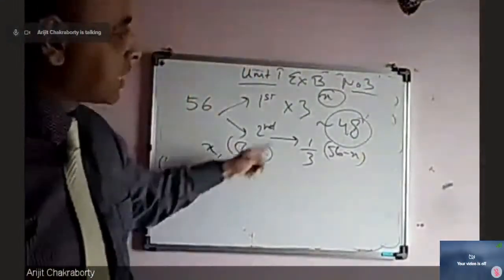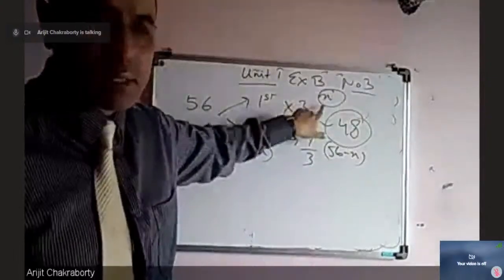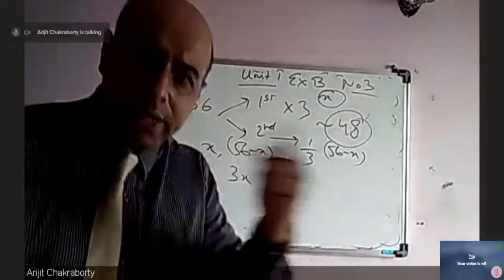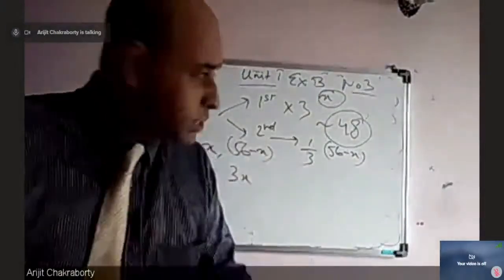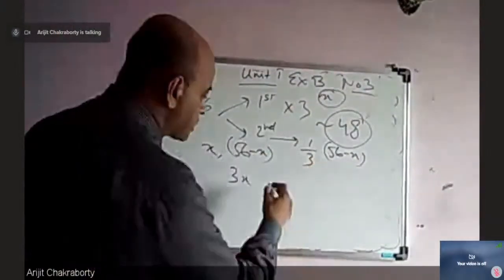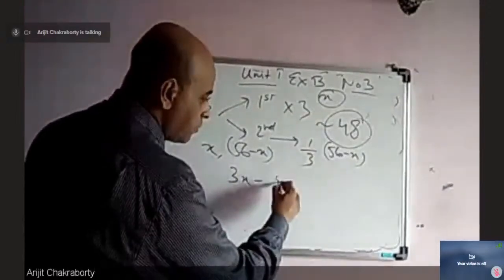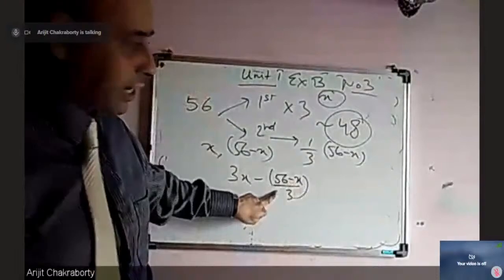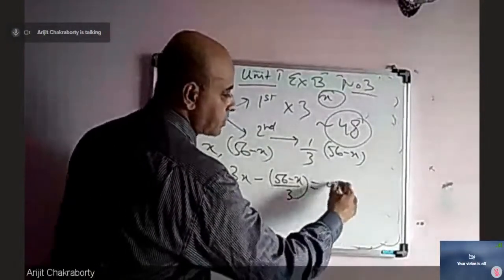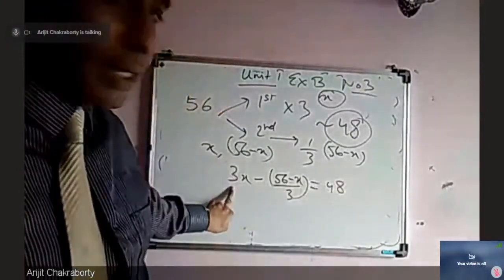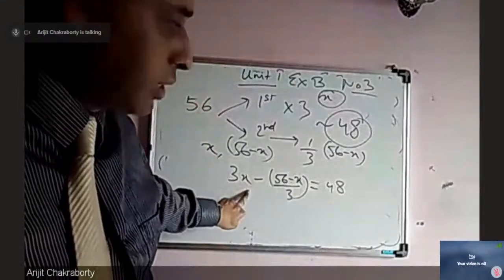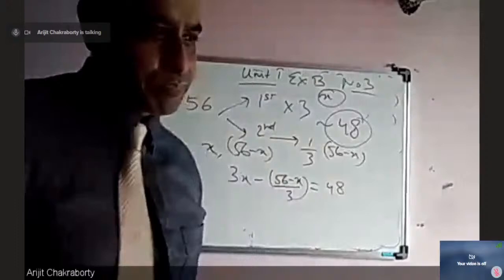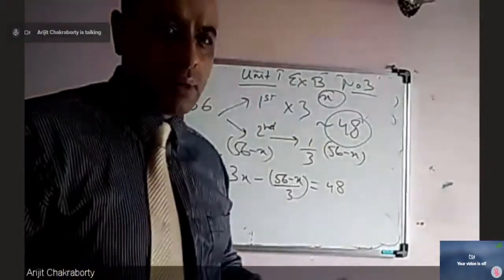The problem says 3 times the first part. That means 3x exceeds 1/3 of the second part. So minus (56 minus x) by 3. 3 times the first part exceeds 1/3 of the second part by 48. So what are the parts?